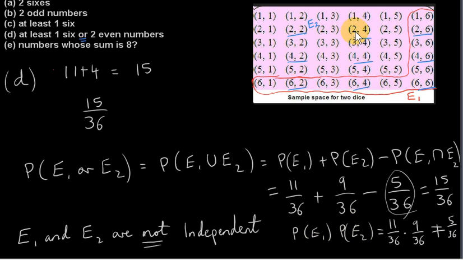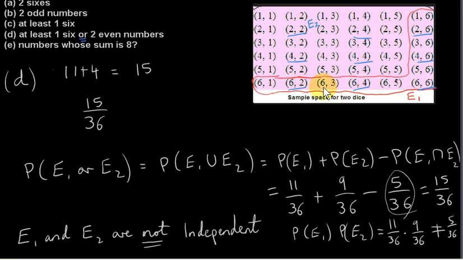E2 is the event getting even numbers on both dice. Well, it does depend on E1, because both numbers could have been 6s, or we could have had a 6 and a 4. Suppose that event E1 has occurred. That means that at least one 6 appears on the two dice. Well, that does affect the probability of there being two even numbers on the dice. It does affect the probability of E2, knowing that E1 has occurred.